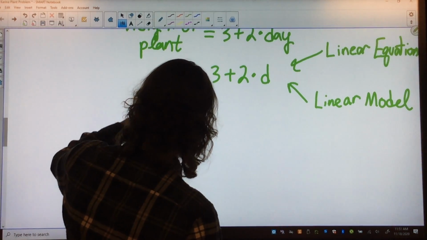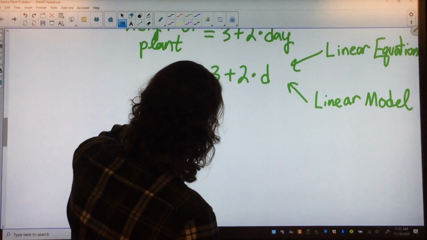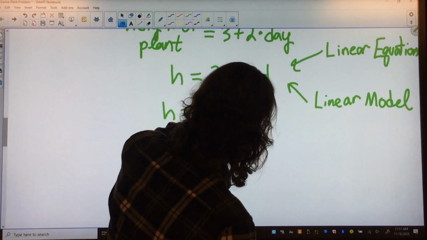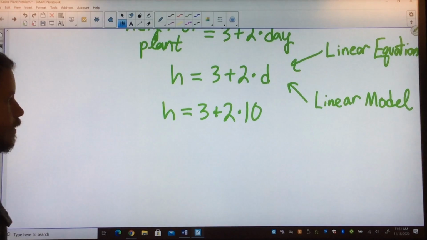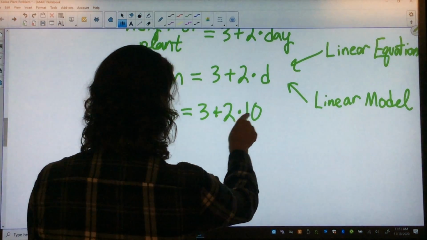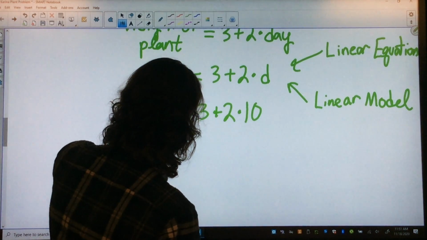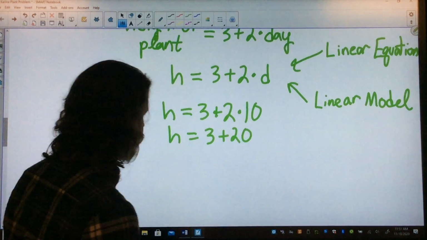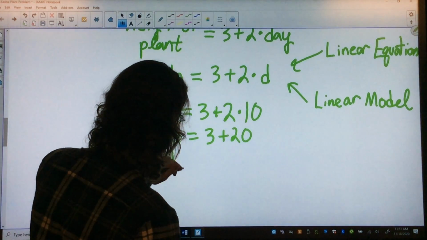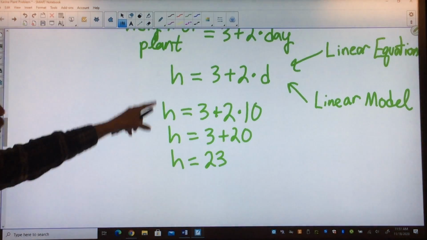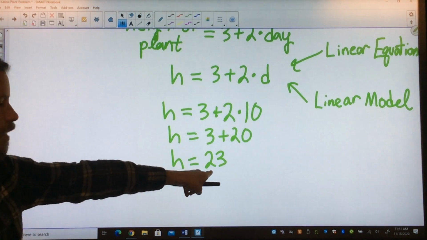So our height H is going to be equal to 3 plus 2 times 10 days. Now we're just going to use our order of operations and simplify this. 2 times 10 is 20. So H is equal to 3 plus 20. 3 plus 20 is 23. And so after 10 days, our model predicts that the plant will be at a height of 23 centimeters.